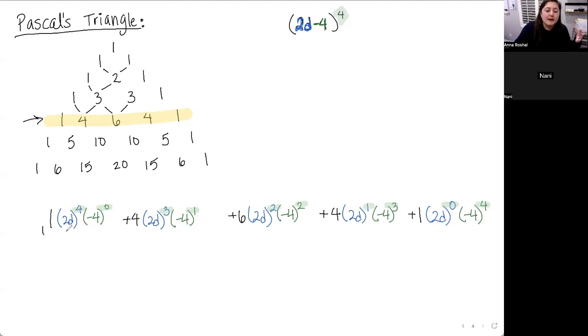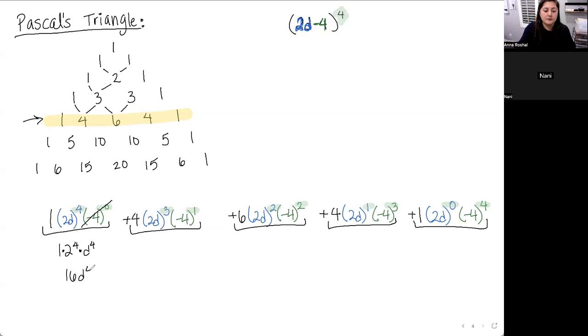We're going to go in and evaluate every single one of these terms. We're going to be like, okay, this is nothing because it's to the 0 power. So that means I have 1 times 2 to the 4th times d to the 4th. That should probably look like this. So that's going to be 16 d to the 4th, and that's my first term.